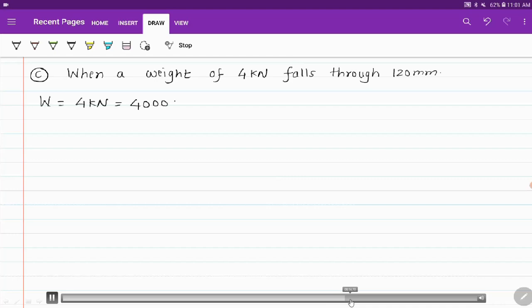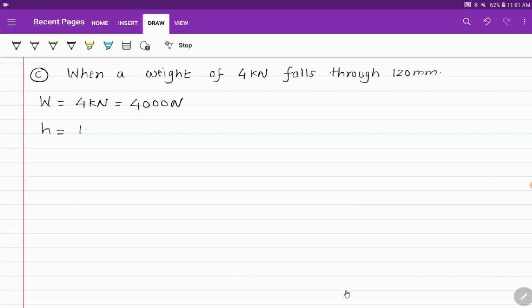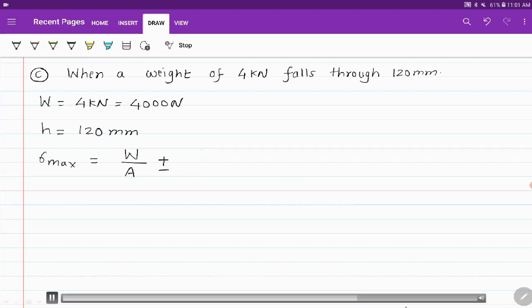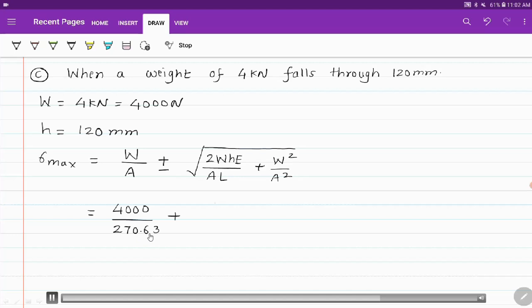And finally, when you consider the case of the impact load, a weight of 4 kilonewton is falling through a height of 120 mm. So W is given as 4 kilonewton. Convert kilonewton into Newton by multiplying by 1000. H is 120 mm. Sigma max in this particular case is given by W upon A plus or minus square root of 2WHE upon AL plus W square upon A square. Value of W is 4000, area is 270.63. We'll consider plus sign for the maximum stress so that the design will be a safe design.